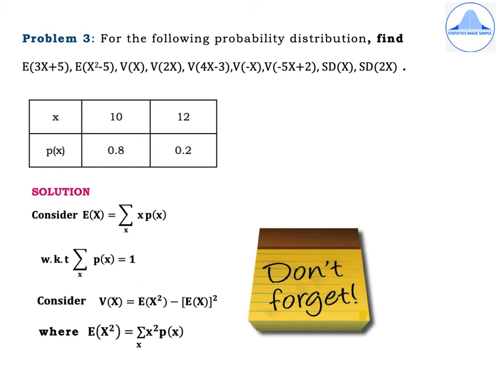Remember all these important formulae which will help us to find out all the expectations, variances and standard deviations asked in the problem. Along with these formulae, also remember the 6 results. What are the 6 results? The first one is E of A is equal to A. Then E of AX is A E of X. Then E of AX plus B is A E of X plus B. Then we have V of A is equal to 0. V of AX is A square V of X. And V of AX plus B is A square V of X.